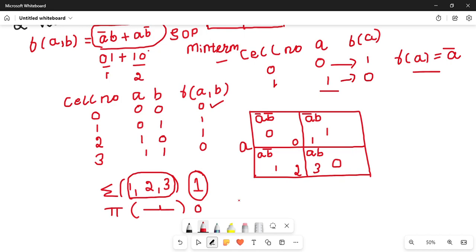And if the same is given in terms of max term, you need to know that whatever the values that have been given, their function gets evaluated to 0. So therefore you are going to substitute 0 in the place of k map, right?